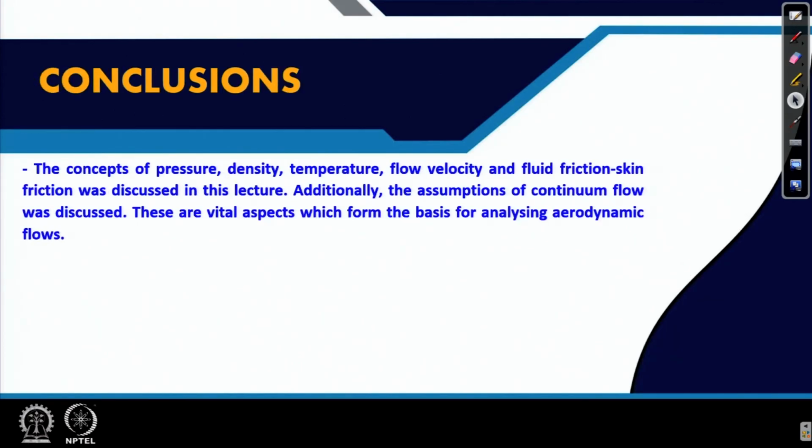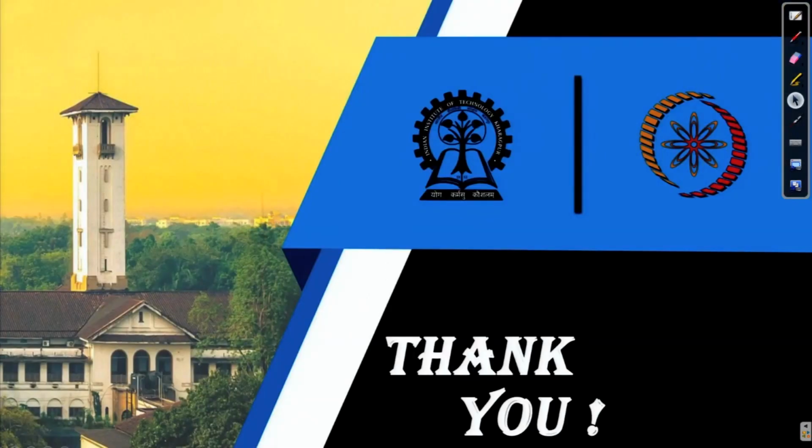We would like to conclude by saying that concepts of pressure, density, temperature, flow velocity and fluid friction as well as skin friction were discussed in the lecture. Additionally, the assumptions of continuum flow and free molecular flow were discussed. These are vital aspects which form the basis for analyzing aerodynamic flows. Thank you.